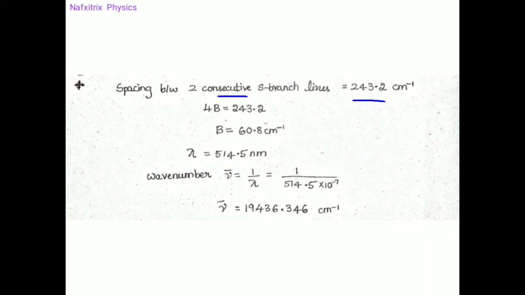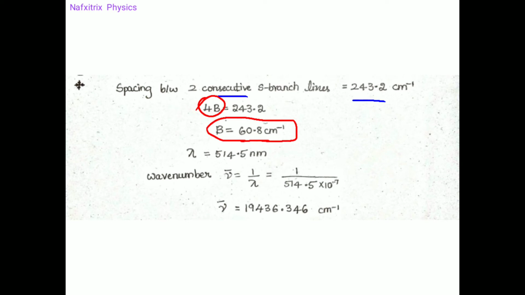As they have given us consecutive S branch lines, the spacing is 4b. They haven't given a Rayleigh line and S branch line like that. Especially it would be called a Q branch line, but this is an S branch line. So here the spacing is 4b, and b is equal to 243.2 divided by 4, that is 60.8. So it is the branch of the line which decides the spacing. So here finally we have got b.